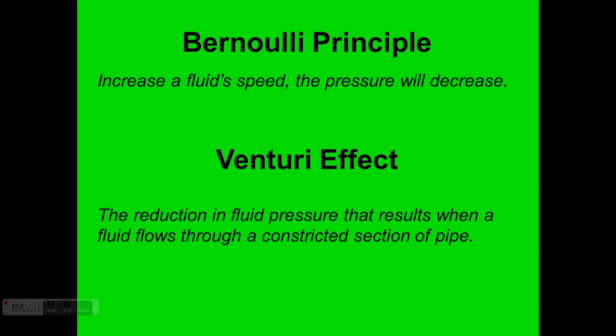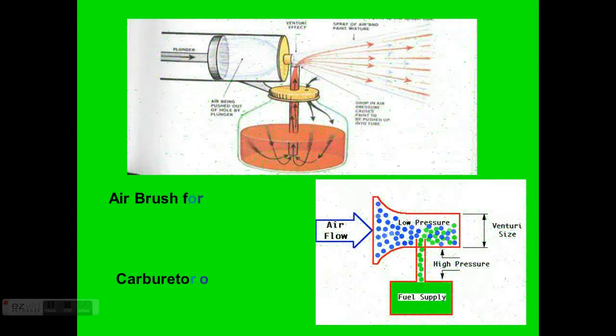So here are a couple of examples. Let's say you have an airbrush. Those are those special paint brushes that hook up to compressed air. They use them to paint t-shirts and do detailing on cars, and even an air pressure gun for painting a car. They work off of the Venturi effect.